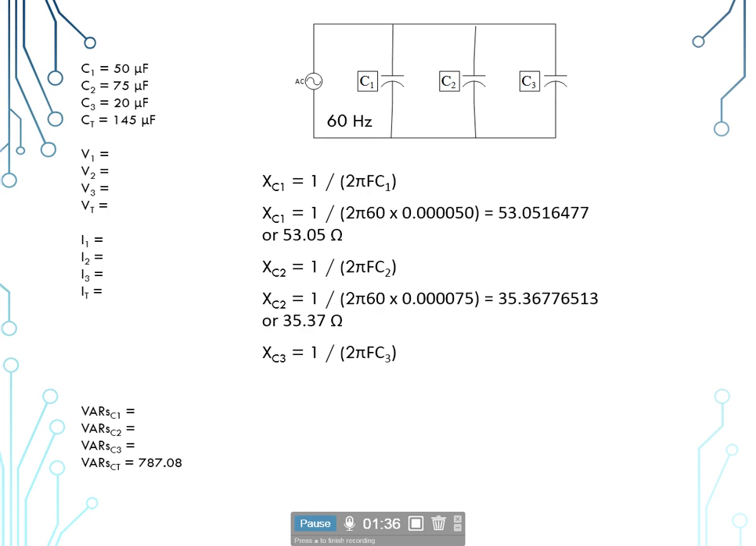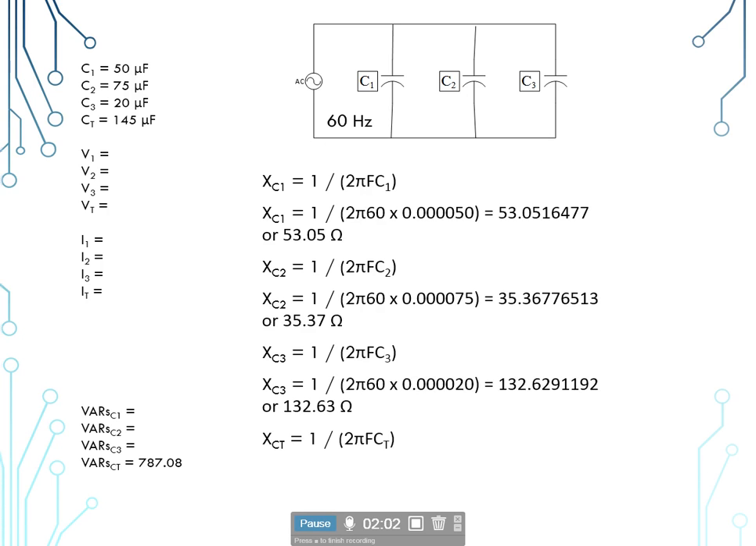X sub C3 would be equal to 1 divided by, open our parenthesis, 2 pi times our frequency times our capacitance of the third capacitor. So it'll be 1 divided by 2 pi times our frequency of 60 times 20 microfarads, giving us 132.63 ohms for C sub 3.